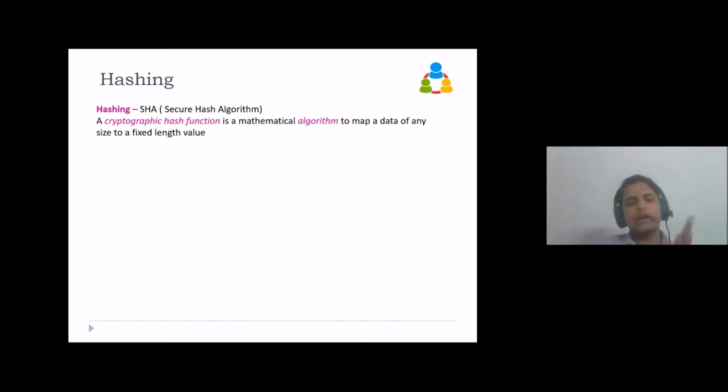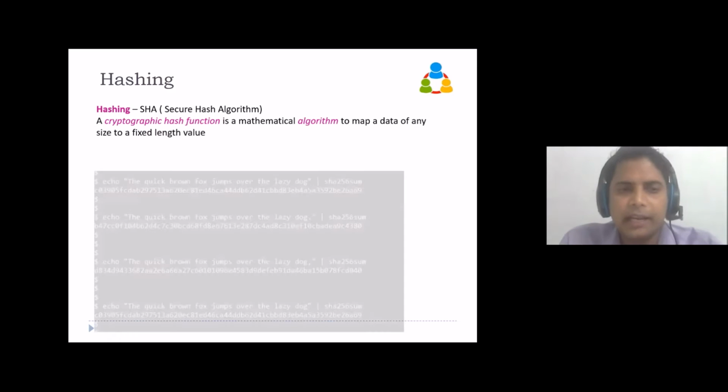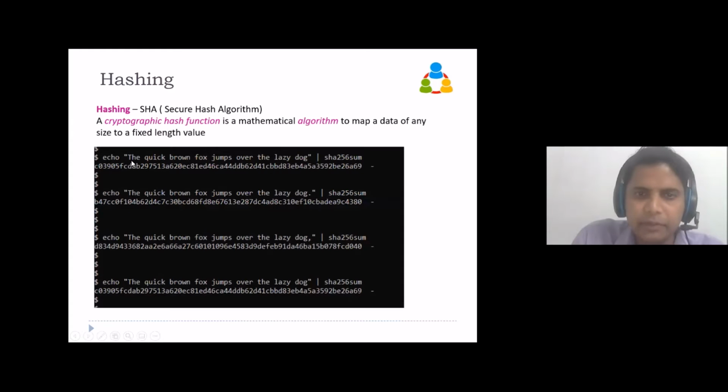So you cannot find a duplicate hash of different data, and the hashing algorithm is such that if you execute it multiple times on the same data, you will get the same value. It will always return the same value. So that is the typical hashing algorithm. I have written here: the quick brown fox jumps over the lazy dog.